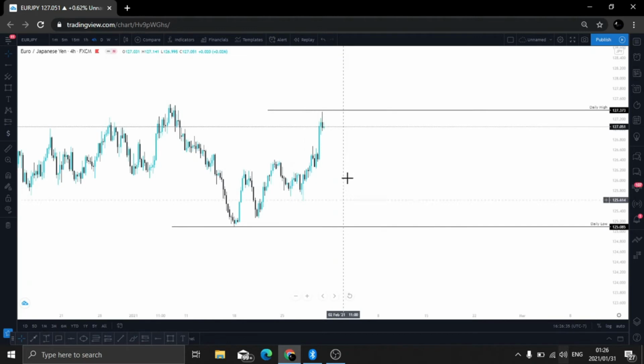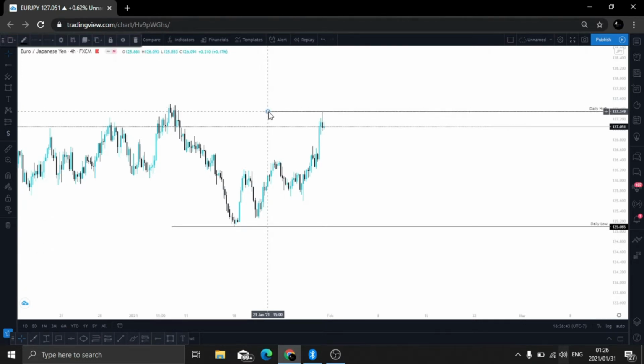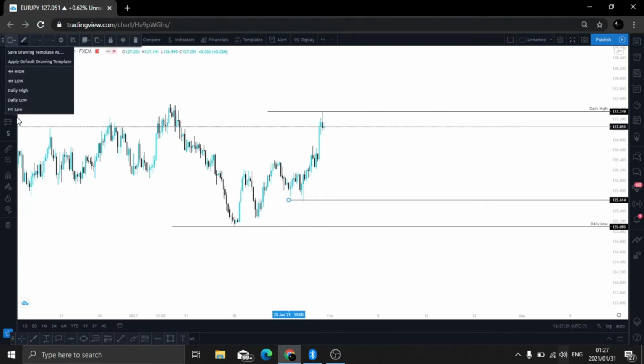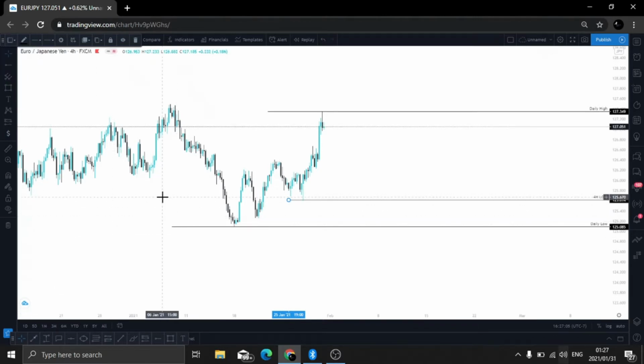We can see that the market is on a bullish momentum. EURJPY is on a bullish momentum. Let's adjust this point over here. Perfect. Now let's look for H4 highs and H4 lows. We can see the H4 low over here. There's the H4 low.